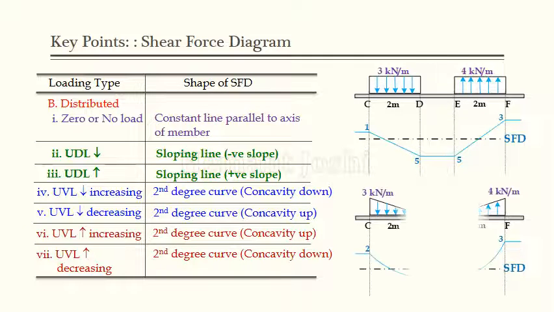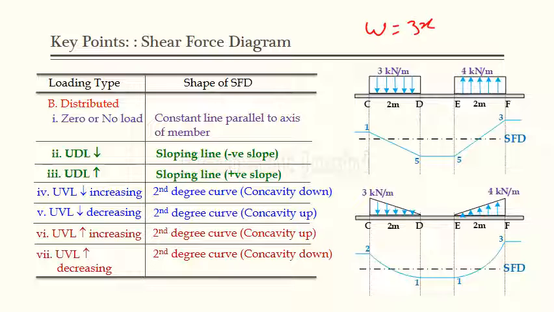Now UVL has many varieties. That means UVL may be decreasing downward or increasing upward or something like that. Now one by one I will consider. First of all, what happens with UVL? Whenever we say UVL, W is something like 3 times X. That means it is a linear equation. And for a linear equation, if I take the integration, it will be X square. Right? So X square means what? Parabolic curve.